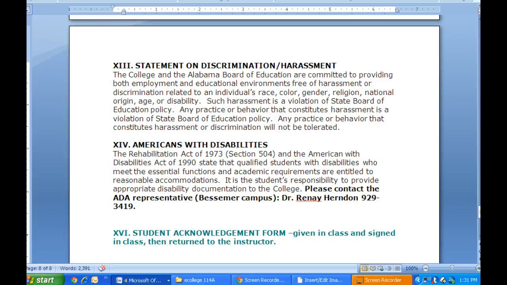Remember that we can't treat anybody differently based on race, color, gender, religion, national origin, age, or disability. And remember, we don't know what someone's disability might be. We just have to treat them with respect.